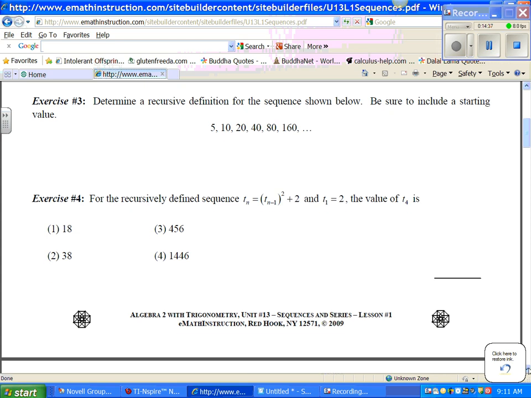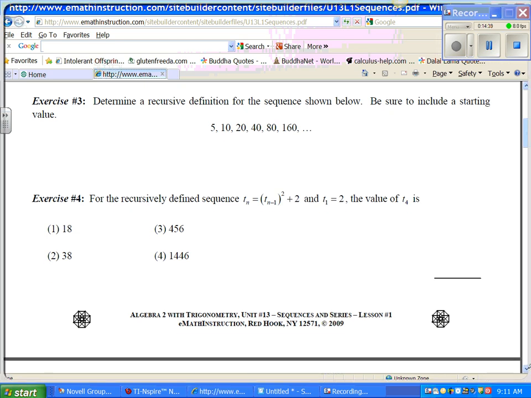Determine a recursive definition for the sequence shown below. Be sure to include a starting value. What's my starting value? 5. So that's what? How do I write that? A sub 1 means my first term, right? And we just talked about this. A sub 1 is 5.